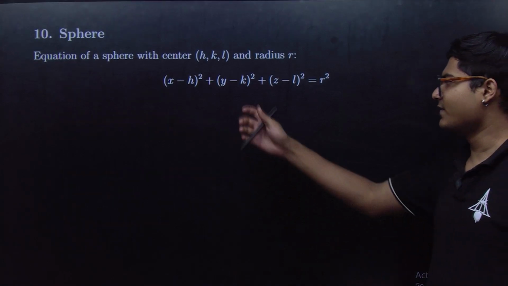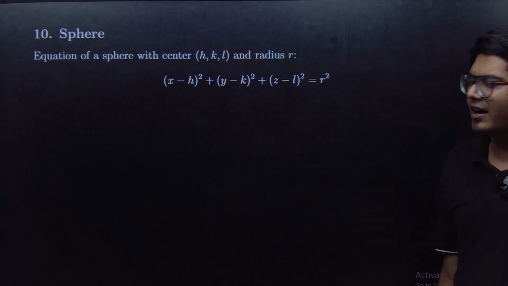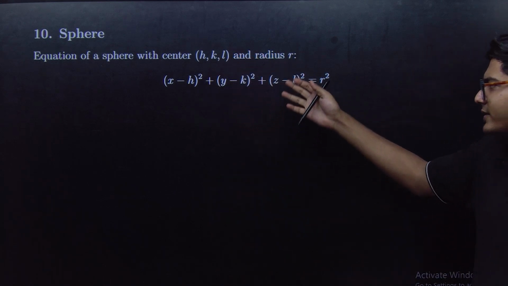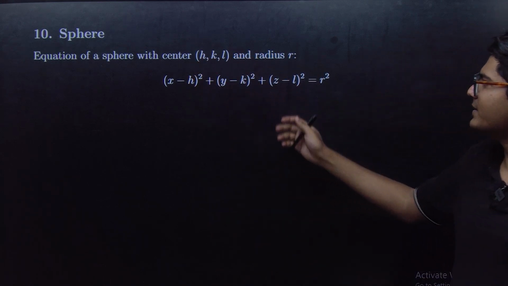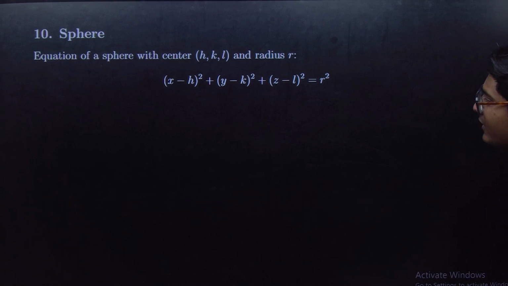Sphere: equation of a sphere with center (h, k, l) and radius r. It's similar to what we did for a circle, right? So it's (x minus h) whole square plus (y minus k) whole square plus (z minus l) whole square equal to r square, right?